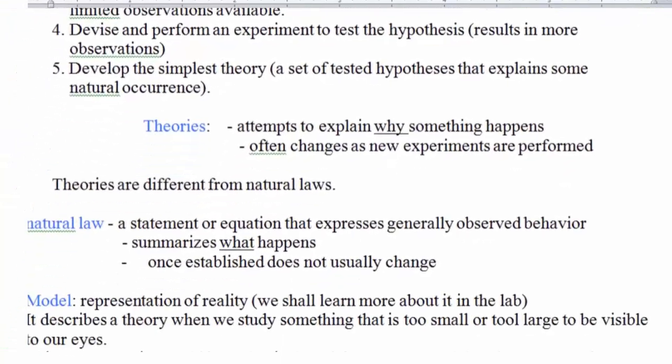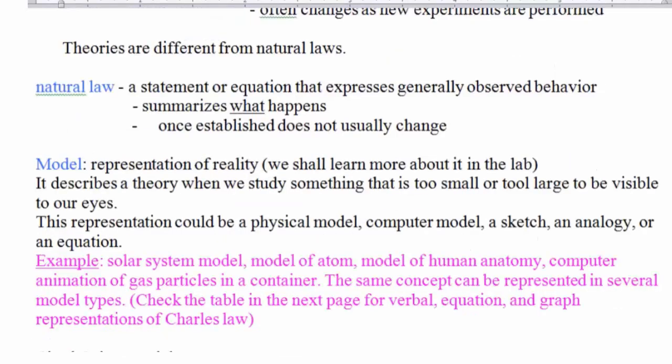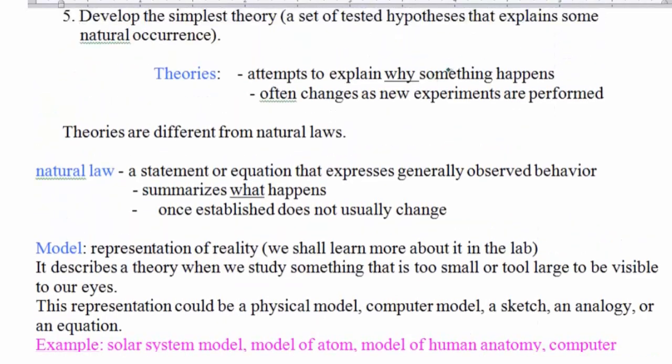We have to distinguish between theories and natural laws. As we mentioned, theory is about why something happened. For example, why do we have earthquakes? Why do we have volcanoes? The plate tectonics theory came and explained those phenomena. And it often changed as new experiments were performed. Even, for example, plate tectonics started as continental drift by Alfred Wegener, and then it was modified and developed throughout the years through experiments in the mid-Atlantic ridge and others, into the model we have right now.